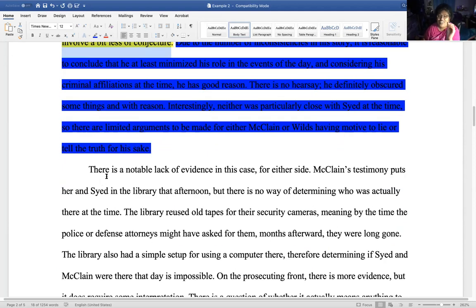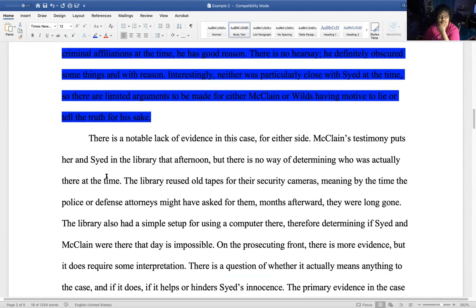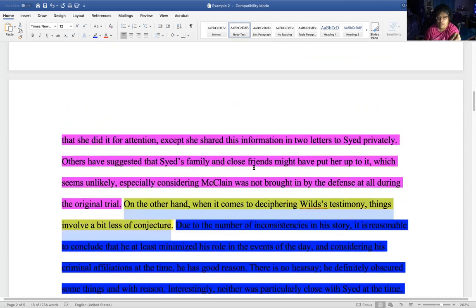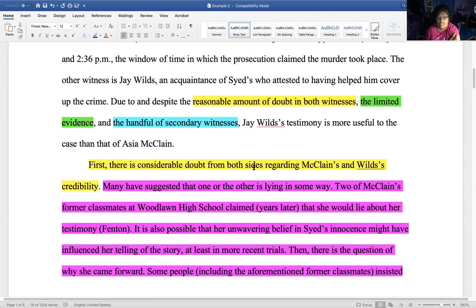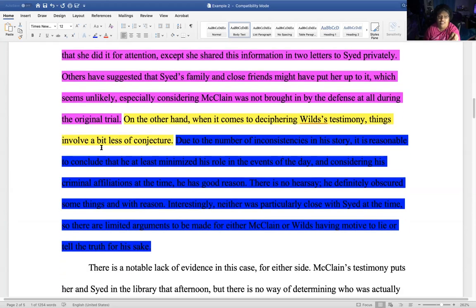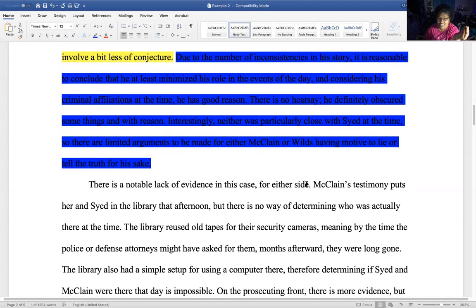All right, so now we're looking at the next paragraph. Let's look at it. There is a notable lack of evidence in this case for either side. Okay, so this one's talking about lack of evidence. Let's go back to the thesis. The second thing she is going to talk about is the limited evidence. Oh my gosh, it's almost word for word. Lack of evidence on either side. Yep, that's green. Let's go ahead and make that green.